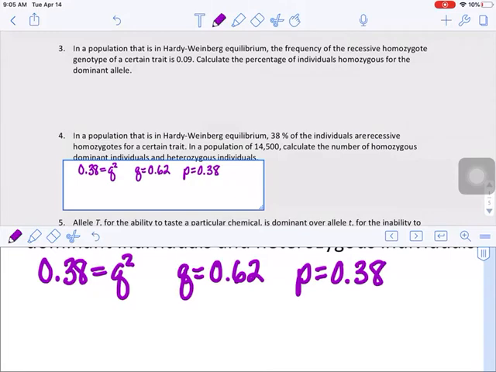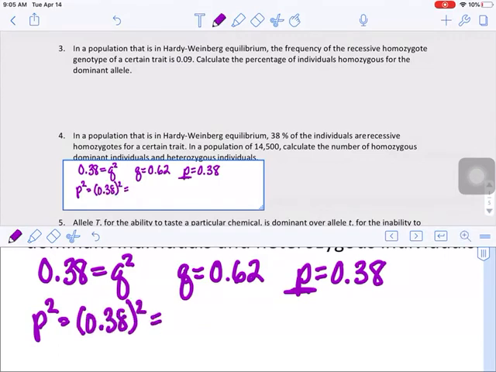Now the problem asks for the number of homozygous dominant individuals. Homozygous dominant is p squared. I know p here is 0.38, so all I have to do is square that, and I get 0.14 if you put that in your calculator. So p squared, my homozygous dominant individuals, the frequency is 0.14.